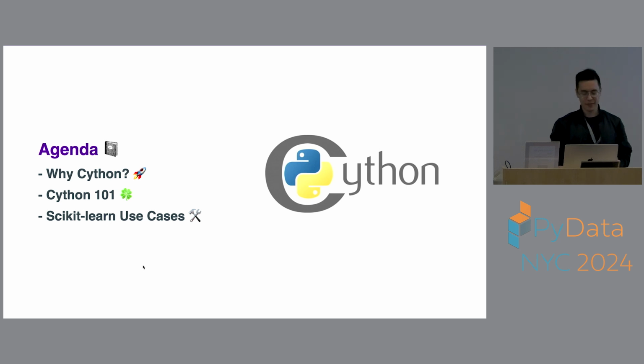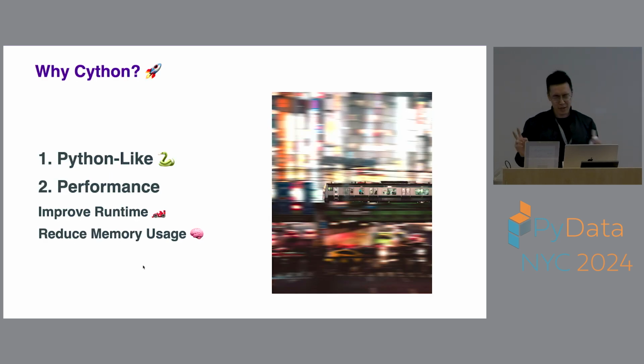So let's start with why Cython. These are the two major reasons. It's Python-like. It looks like Python when you read it. Most of the time we go down to Cython, which is a compiled language, because we want to improve runtime or improve memory usage. It's either one or the other or both.